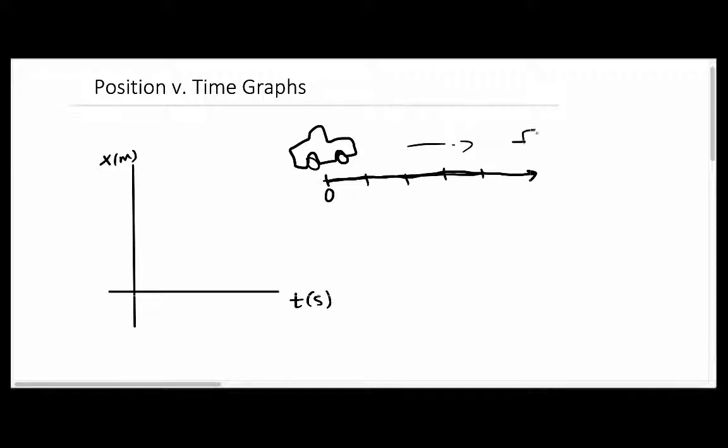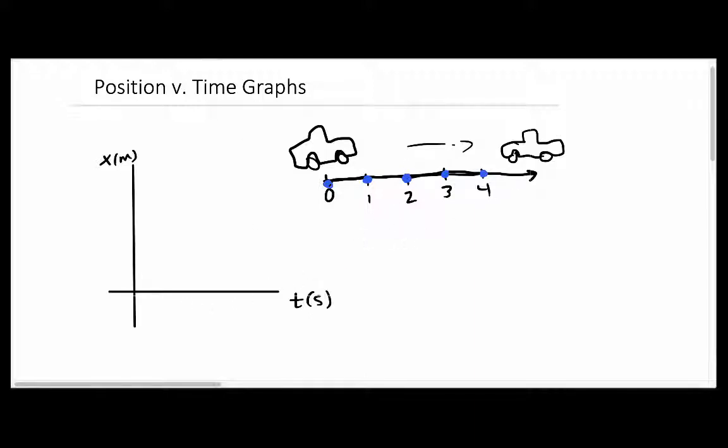moved over there. Now, if we wanted to graph that, let's say this is 1 meter, 2 meters, 3 meters, 4 meters, etc. So it started out at 0 seconds, it started here at 0 meters at the origin. And after 1 second, it had made it to 1 meter. And after 2 seconds, it had made it to 2 meters, and 3 seconds, and 4 seconds.